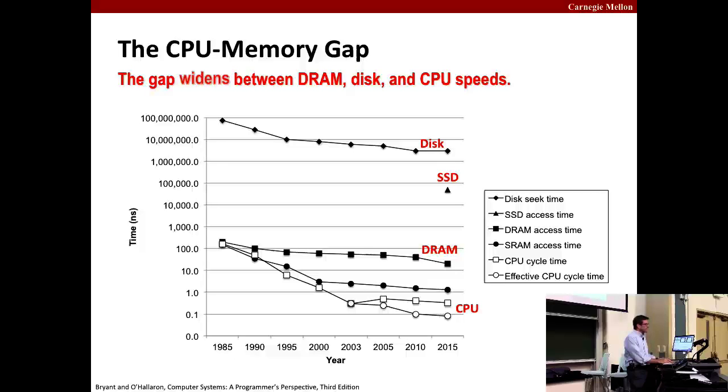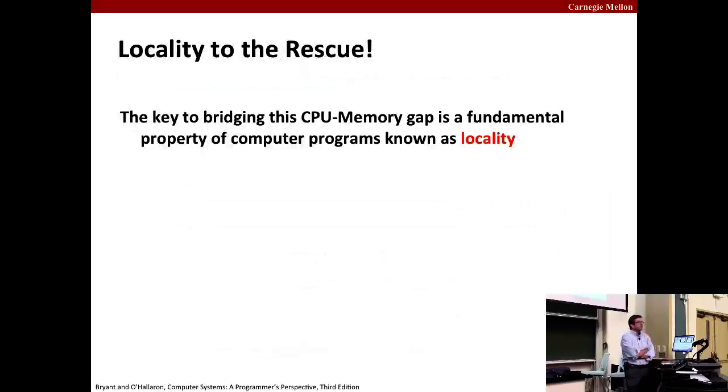And it turns out that the key to bridging this gap between the CPU and memory is this very basic fundamental property of programs called locality. And so this is an essential, fundamental, enduring property of programs.